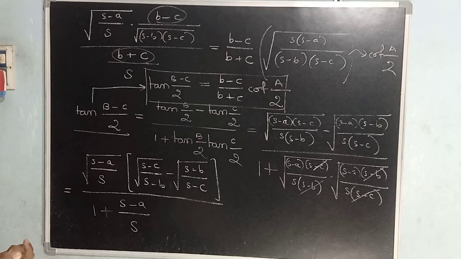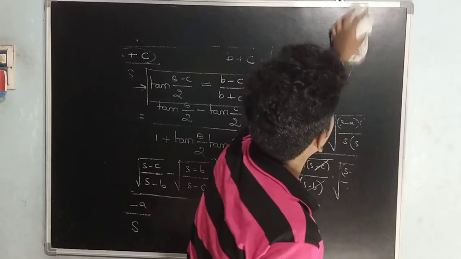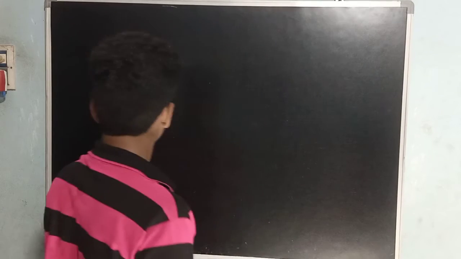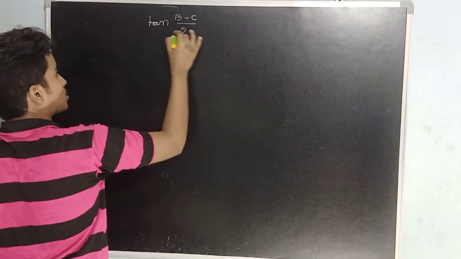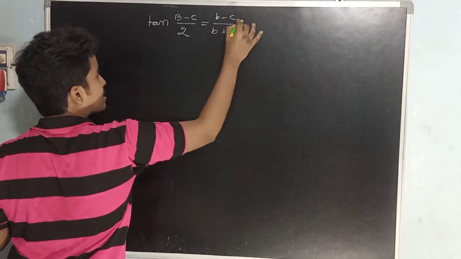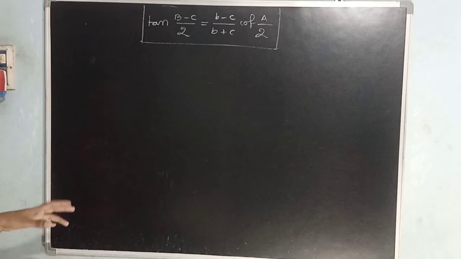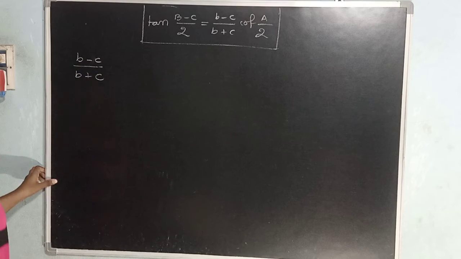Let's discuss the same formula in another method. So what I am going to do: let me consider tan b minus c by 2 equal to b minus c by b plus c cot A by 2. Let me consider b minus c by b plus c.